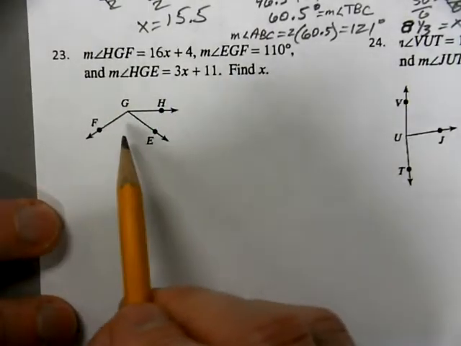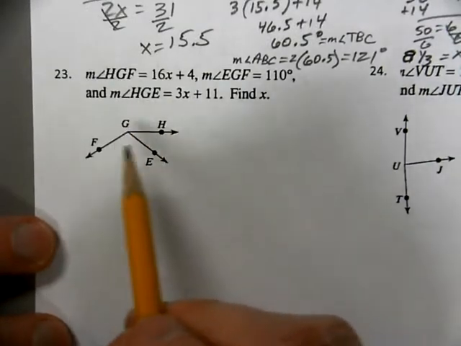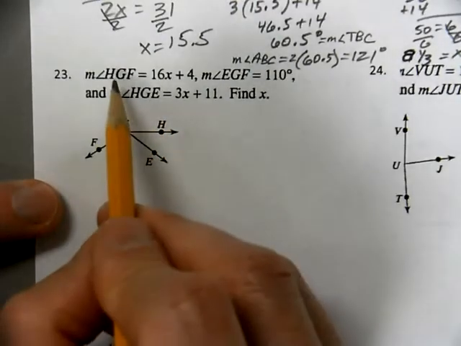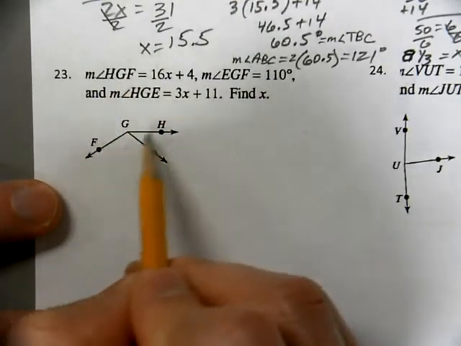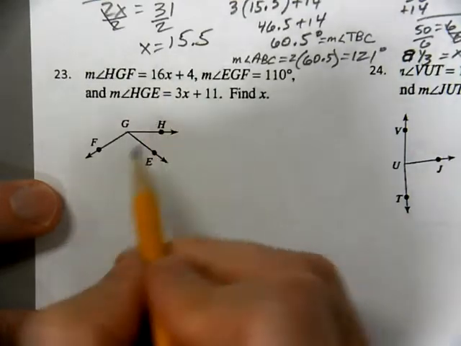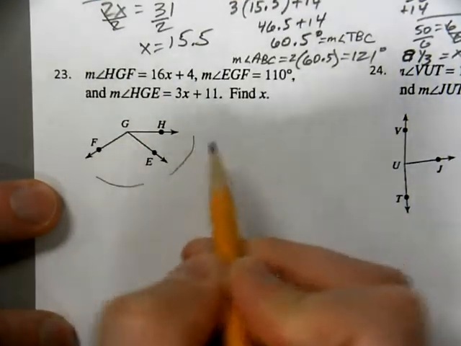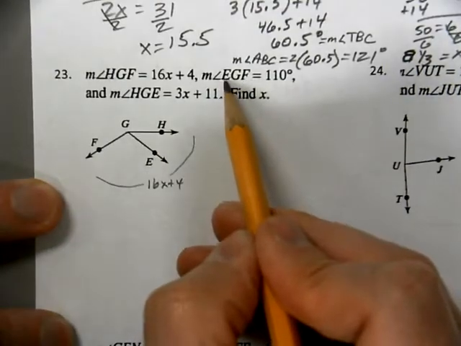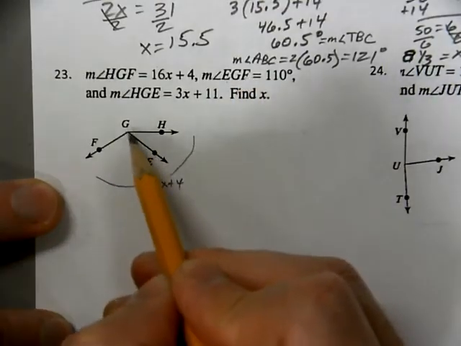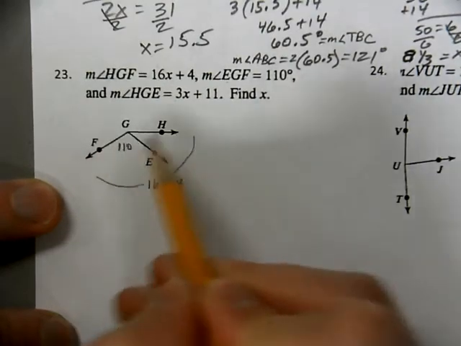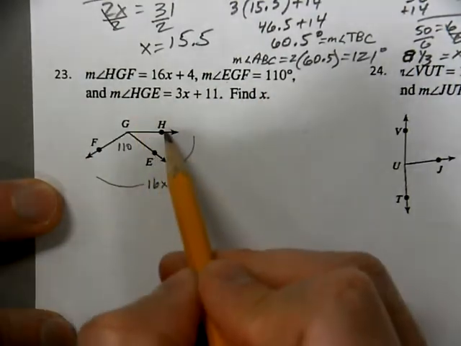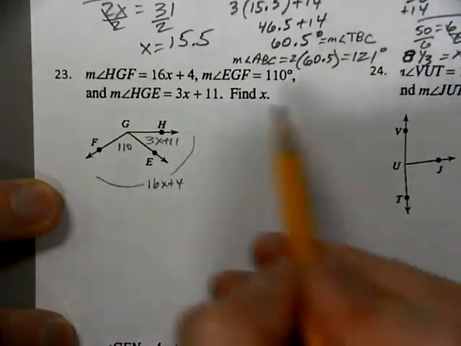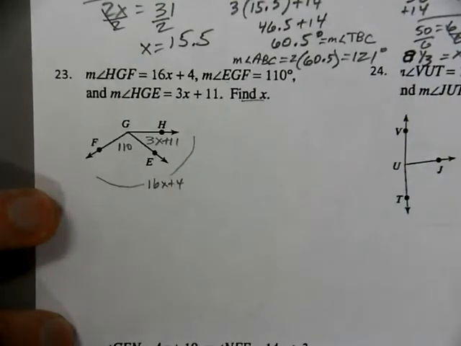Here, we don't know if we have an angle bisector. Nothing in the given information says that. So, we look at HGF. That's the full angle. The full part is 16x plus 4. EGF is 110. HGE is 3x plus 11. Find the value of x.